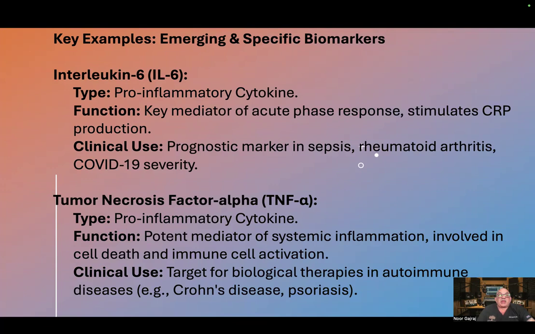Interleukin-6. It's a pro-inflammatory cytokine. It functions as a key mediator of acute phase response, stimulates CRP production. Clinical use: prognostic marker in sepsis, rheumatoid arthritis, and COVID-19 severity.